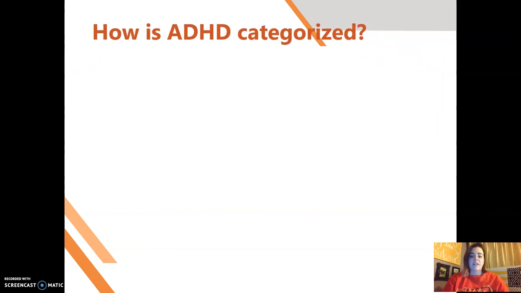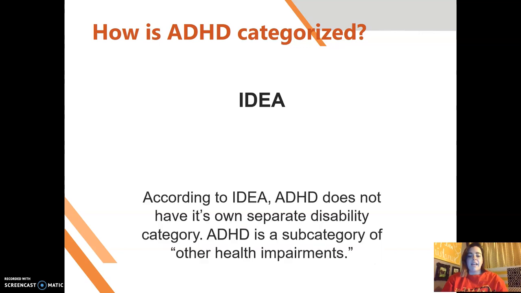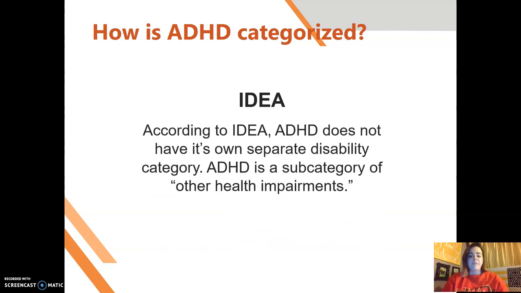So, how do we categorize ADHD? IDEA categorizes it in a category called Other Health Impairments. ADHD does not have its own separate disability category. It is considered a subcategory of this Other Health Impairments category.